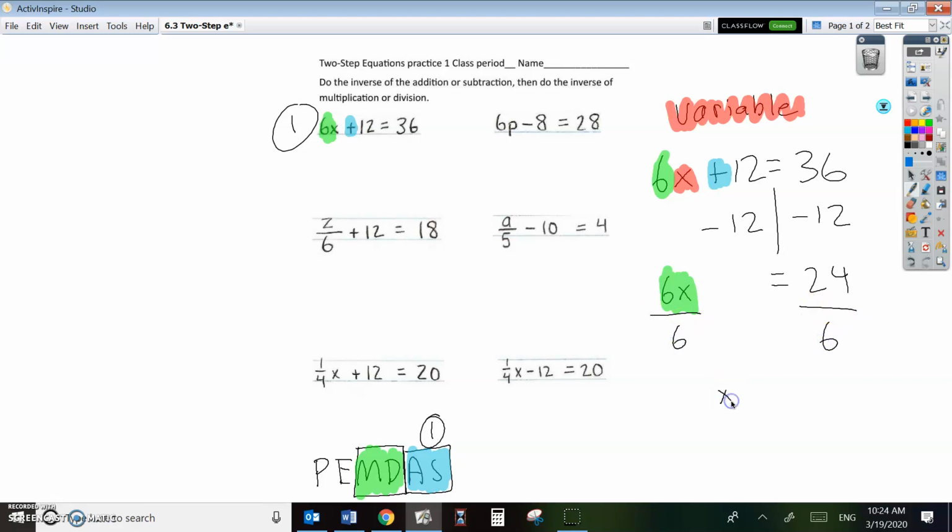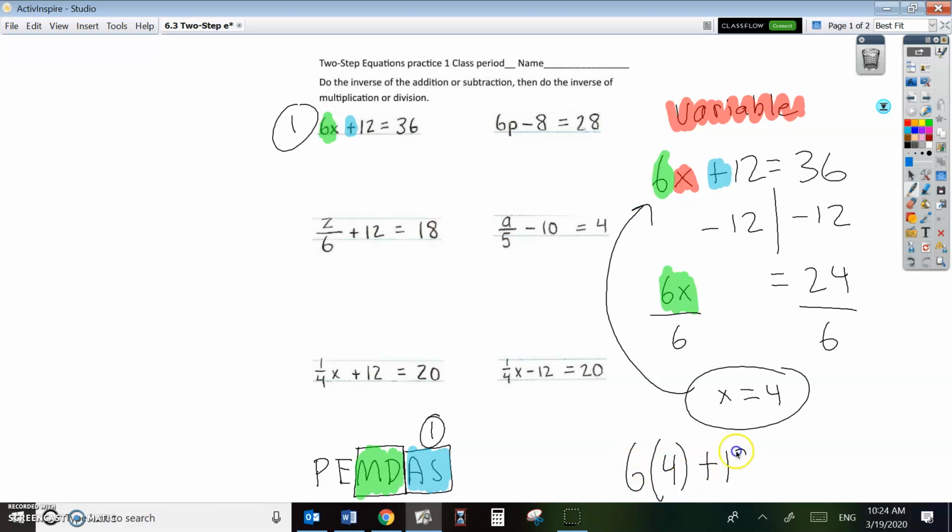So 24 divided by 6 is 4. And now substitute 4 into the original equation. Put it in there. So 6 times 4 plus 12 equals 36. Check and see if it works. 6 times 4 is 24. 24 plus 12 is 36. X equals 4 works for that first problem.